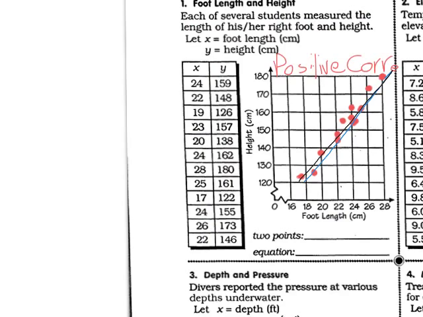Okay, so now I want to find the equation of this trend line because I want to be able to predict, well, what if so-and-so has feet that are 33 centimeters? I don't see a data point on here for 33 centimeters. So I want to be able to predict, hey, what if a student has feet that are 33 centimeters long? How tall could I predict that person would be? So writing an equation of this trend line allows me to predict future data.